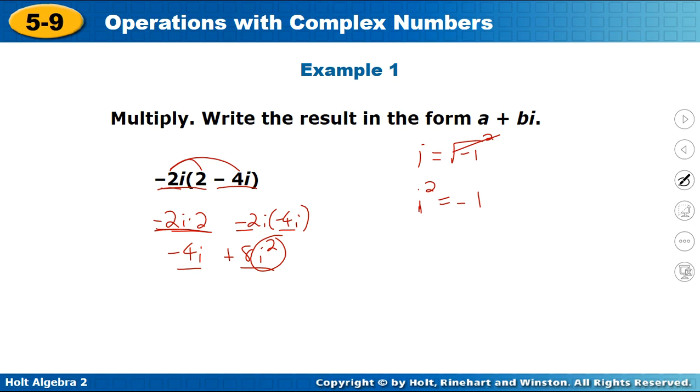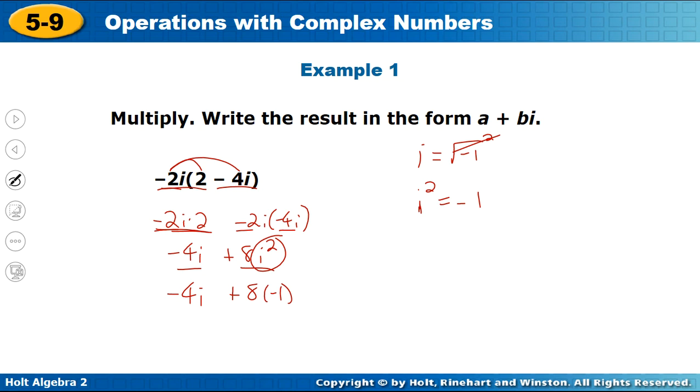So I see i squared here, so really this is -4i plus 8 times -1. Okay, i squared is -1. So really we have -4i minus 8. And that's our answer. We're pretty much done. However, sometimes it does want to be written with the real number first and then the imaginary part second. Although both of these are the same answer, this is probably how you'd see your answer on a multiple choice test.